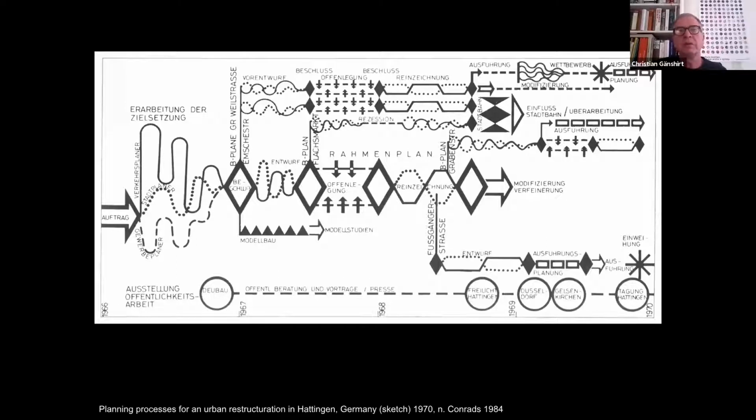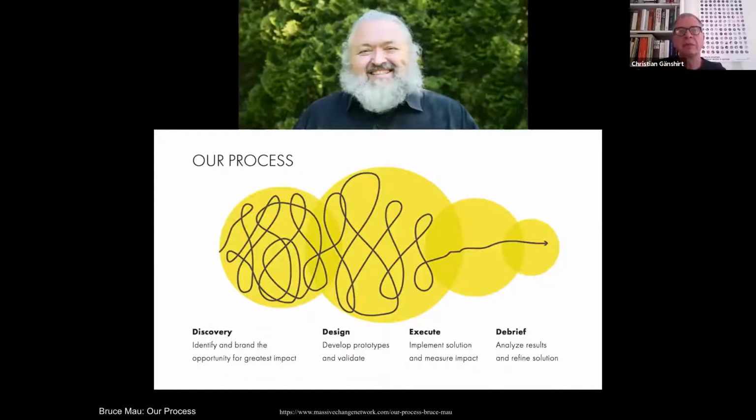And one of the most famous designers of our times, Bruce Mau, says our process actually is like this. It's very confusing, and we go from one phase to the next, and we go back and forth, and in the end we have some result, but we can do it.